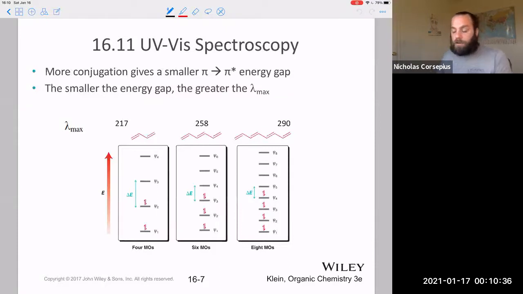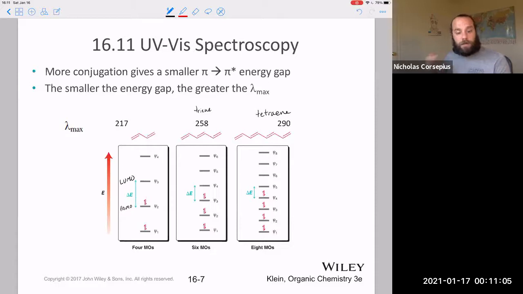One of the physical observations is that the more conjugation you have, so this would be a good example of a conjugated triene and a conjugated tetraene, the more highly conjugated your pi network is, the smaller the energy gap between what's called the HOMO, or the highest occupied molecular orbital, and the LUMO, which is the lowest unoccupied molecular orbital.